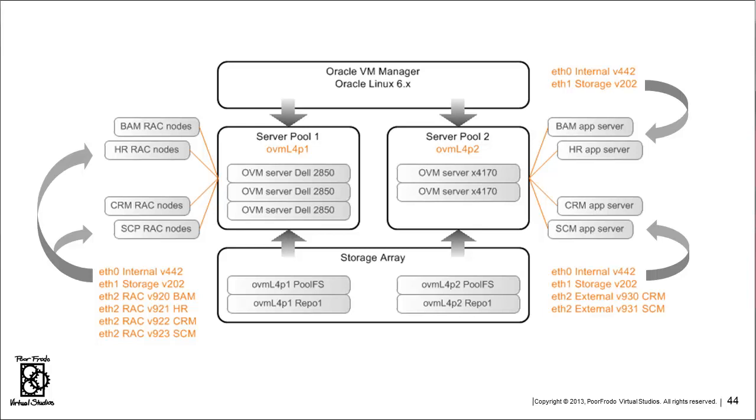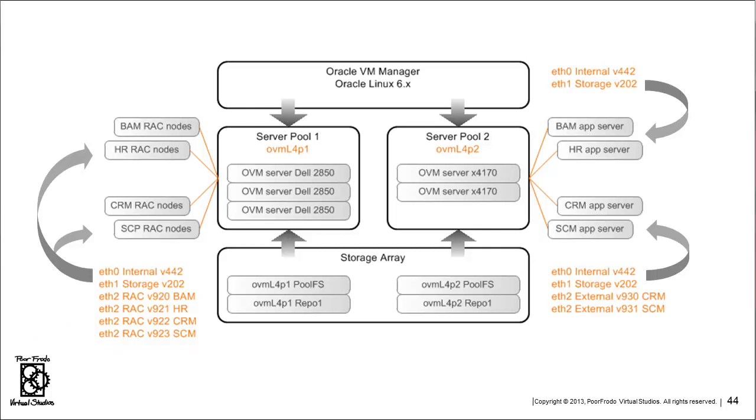Now, the virtual machines running databases will have a third interface that the middleware guests do not. The database servers will also have an ETH2 that will be used for private rack network, which is dedicated to cache fusion and heartbeat traffic for the Oracle clusterware. Now, each rack cluster will have its own dedicated VLAN for the private rack traffic. ETH2 on the BAM guests will be on VLAN 902. ETH2 on the HR guests will be on VLAN 921. ETH2 on the CRM guests will be on VLAN 922. And ETH2 on the SCM guests will be on VLAN 923.